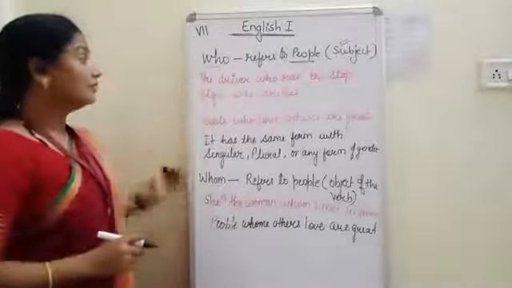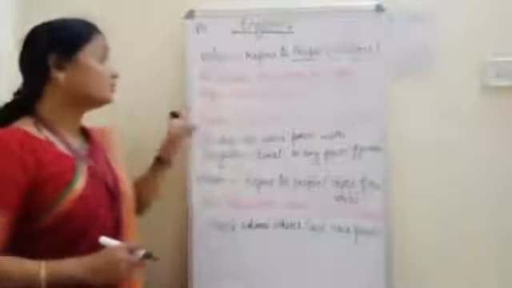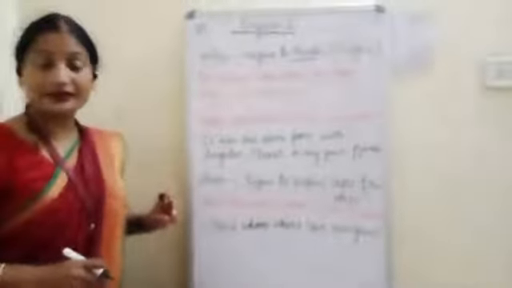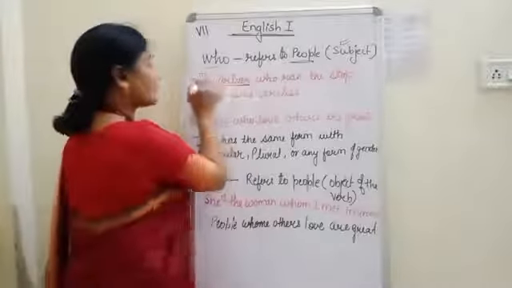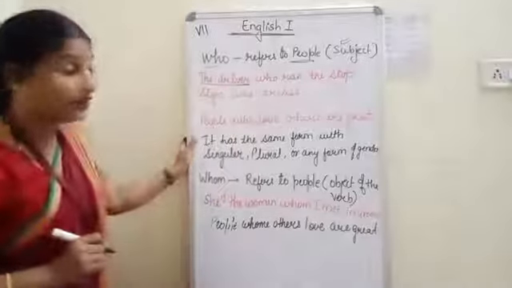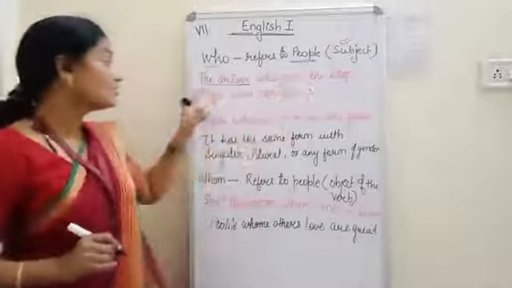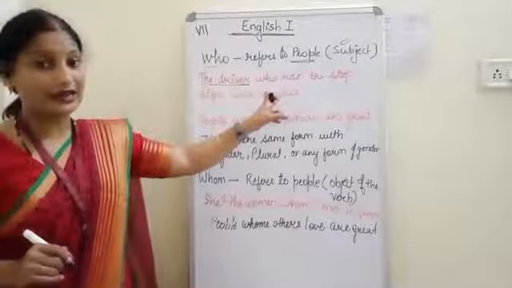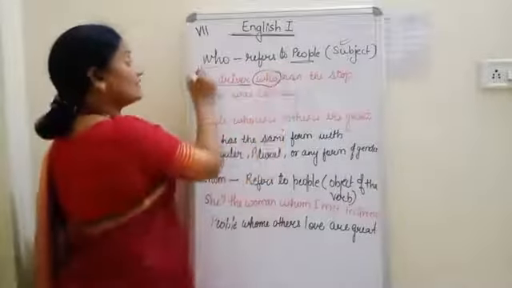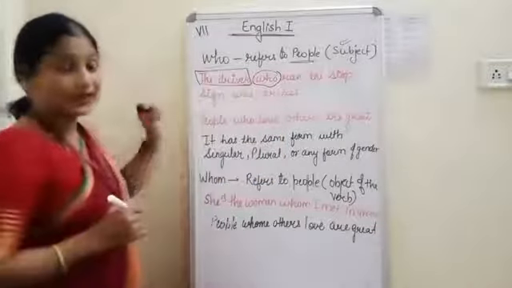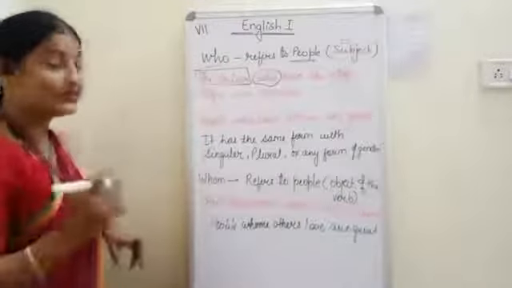For example, the driver who ran the stop sign was careless. Now here I am talking about the driver. And what am I saying? That the driver who ran the stop sign was careless. So this who is used with this subject, and that's why this is your relative pronoun. One more sentence, children.